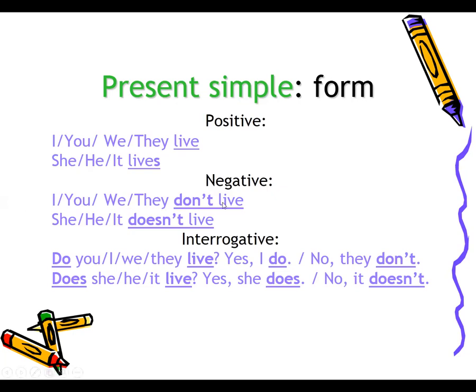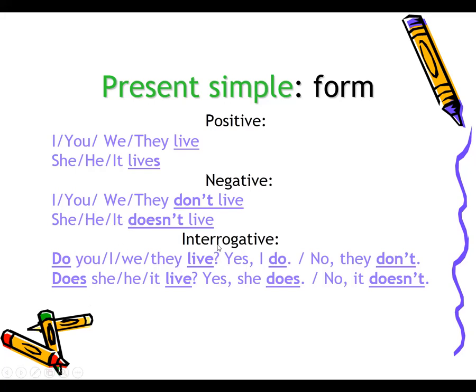In order to make a negative sentence with I, you, we, they, do not or don't will be added, and then the first form of verb, that is live here. And with he, she, it, as I have told you, in the simple positive sentence s will be added. So in order to make it negative, we have to add does instead of do. So does not live. When we have added does, it means there won't be any s over here. So he, she, it doesn't live. Any of these words can be used.